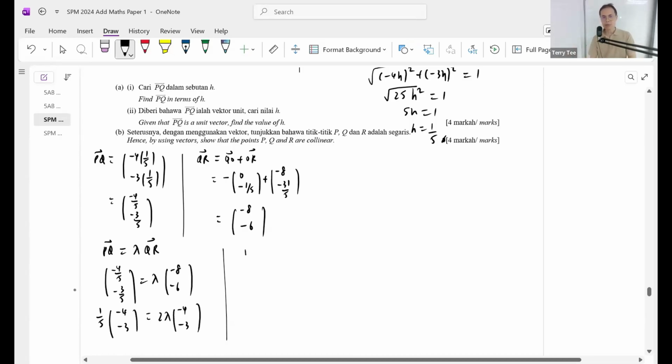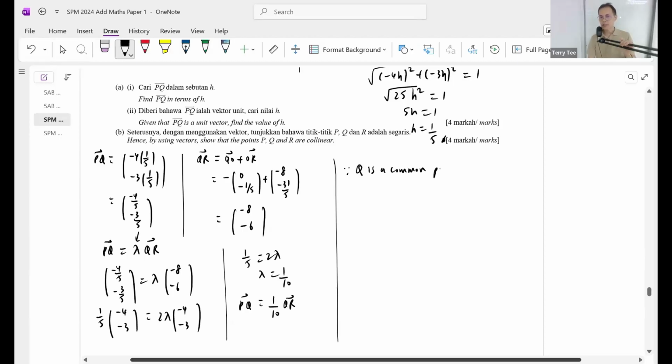So we can cancel them and write 1 over 5 equals 2 lambda. Your lambda is 1 over 10. So my PQ is now 1 over 10 QR. If I can show that PQ equals 1 over 10 QR, that means PQ and QR are parallel, correct? But what is the difference between parallel and collinear? We must mention that since Q is a common point, therefore P, Q, R are collinear. That's all.